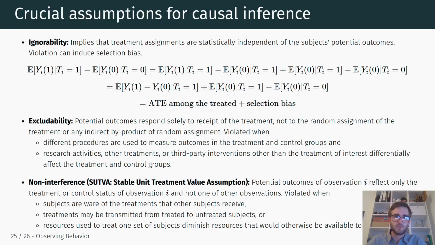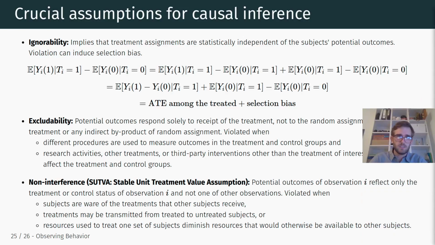Another important assumption that is often discussed is non-interference, or SUTVA, which stands for the stable unit treatment value assumption. Which means that potential outcomes of observation i reflect only the treatment or control status of observation i and not of other observations. So essentially, in other words, what that means is that the treatment of one subject does not affect the treatment of other subjects, or assigning one observation to a treatment doesn't interfere with the treatment assignment of another observation.